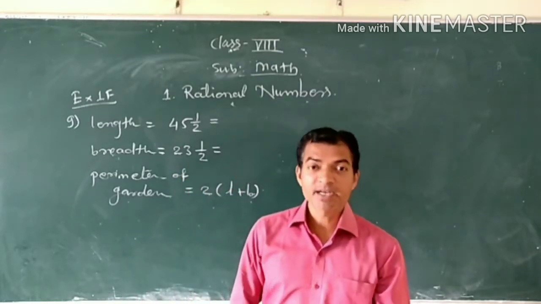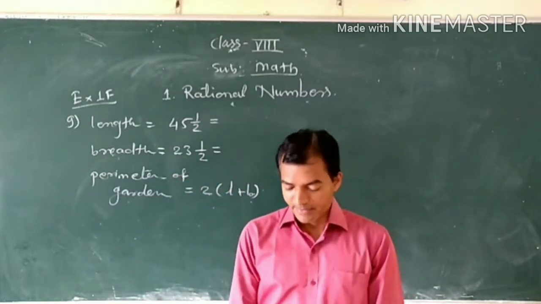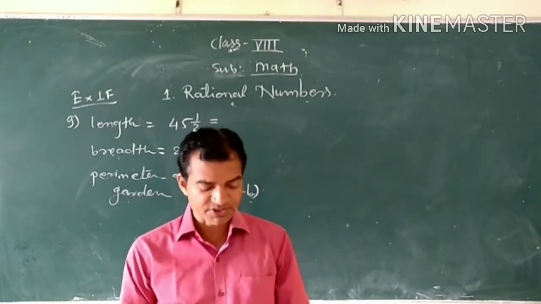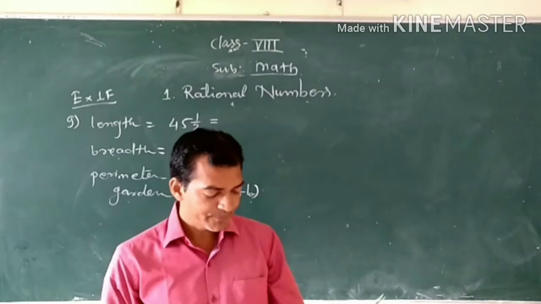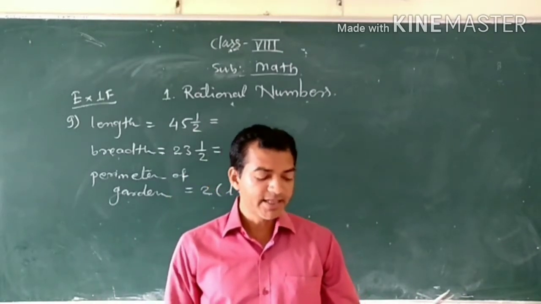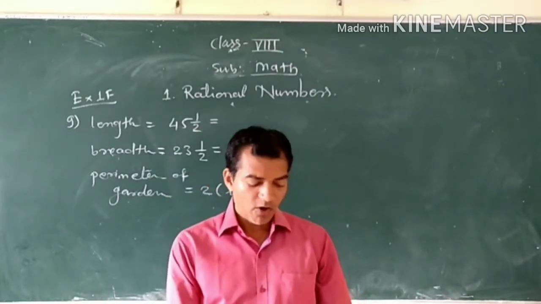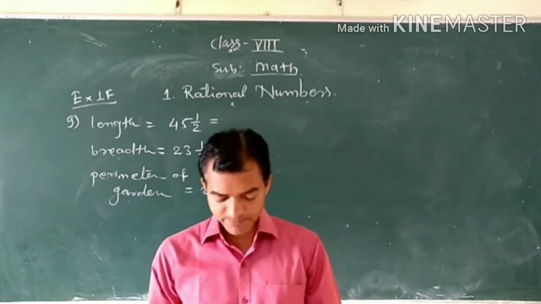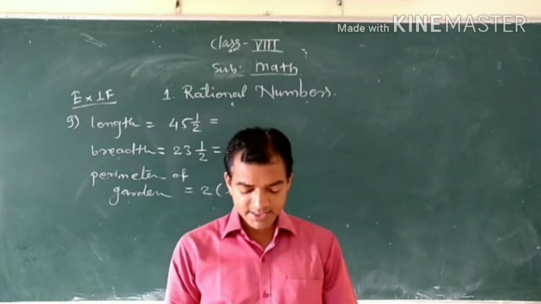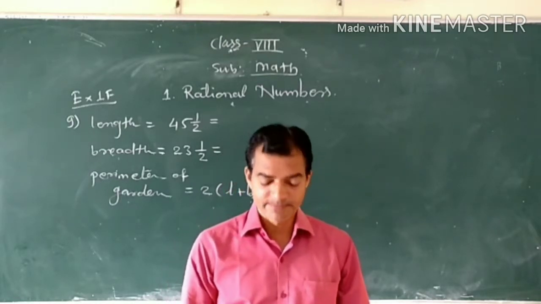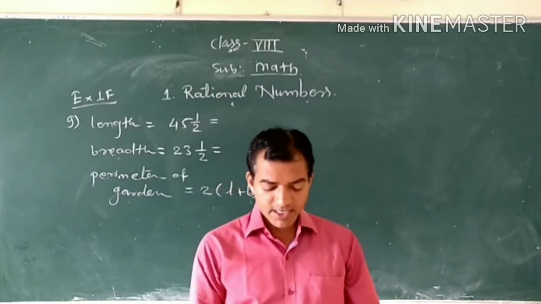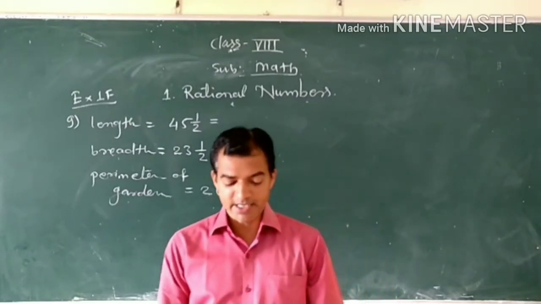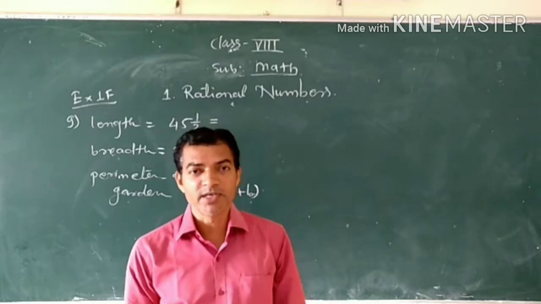Okay, so question number 9. See here, page number 26, exercise 1F, question number 9. What is given here? If the length and breadth of a garden are 45 1/2 meter and 23 1/2 meter respectively, find the length of barbed wire required to build 3 layers fence around it.